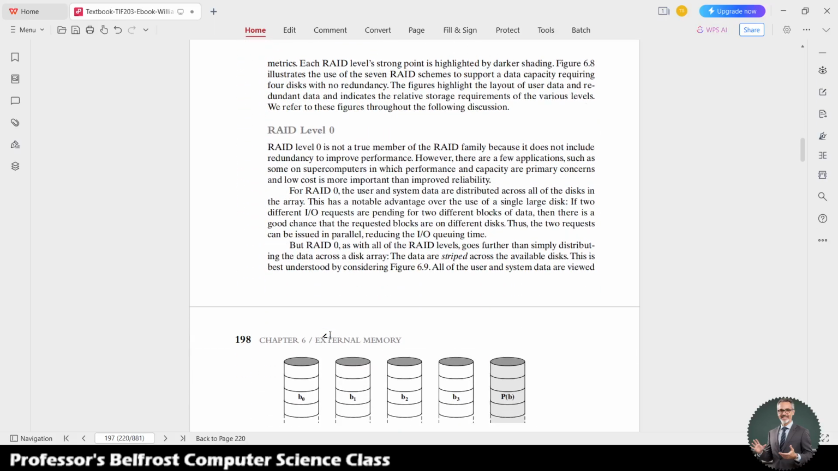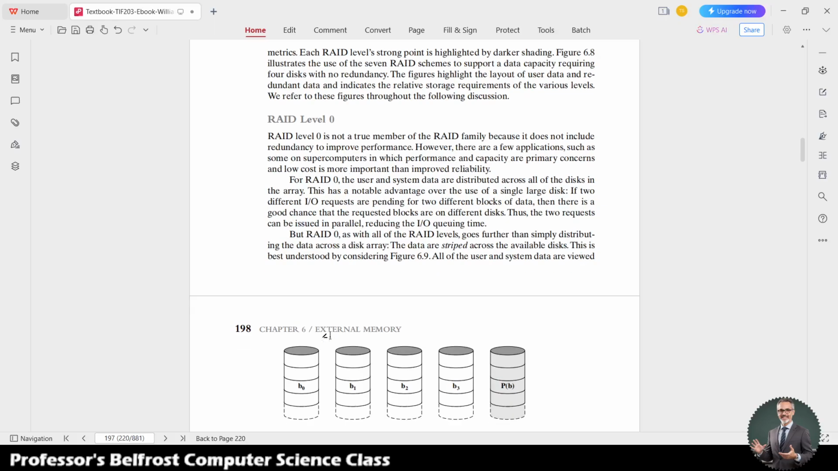RAID level 0 is actually not a true member of the RAID family because it doesn't include redundancy to improve performance. But there are a few applications, such as supercomputers, where performance and capacity are primary concerns, and low cost is more important than improved reliability. For RAID 0, the user and system data are distributed across all the disks in the array. This has an advantage: if two different I/O requests are pending for two different blocks of data, there is a good chance that the requested blocks are on different disks, so they can be issued in parallel.